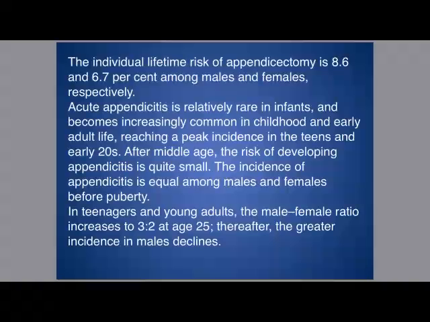The individual lifetime risk of appendicectomy is 8.6% and 6.7% among males and females. This is the lifetime incidence of acute appendicitis and subsequent appendicectomy. Acute appendicitis is relatively rare in infants, as we described the cause of this, and becomes increasingly common in childhood and early adult life. In early adult life, females have some predominance over males in acute appendicitis, but after early adult life, males have a slight predominance over females, though with increasing age the male predominance decreases regarding the incidence of acute appendicitis.